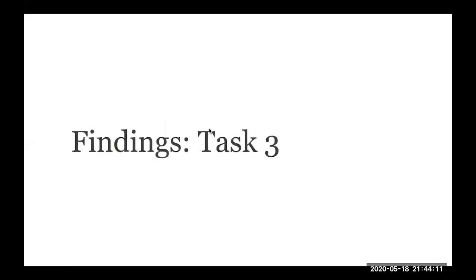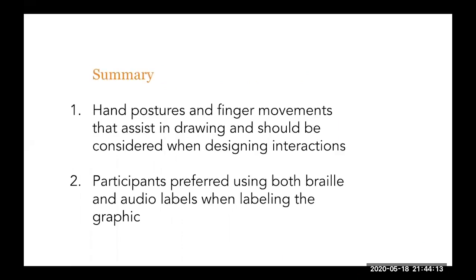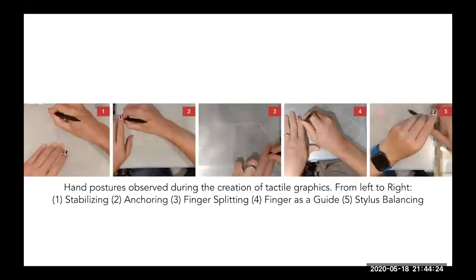To task 3 findings. We noted 5 hand postures and 3 kinds of finger movements that participants used during their drawing. In the paper, these are discussed in more detail. We provide information on how these were carried out, as well as the fingers that were used to perform them. This information will be helpful in designing interactions that do not conflict with users' exploration or creation of graphics.